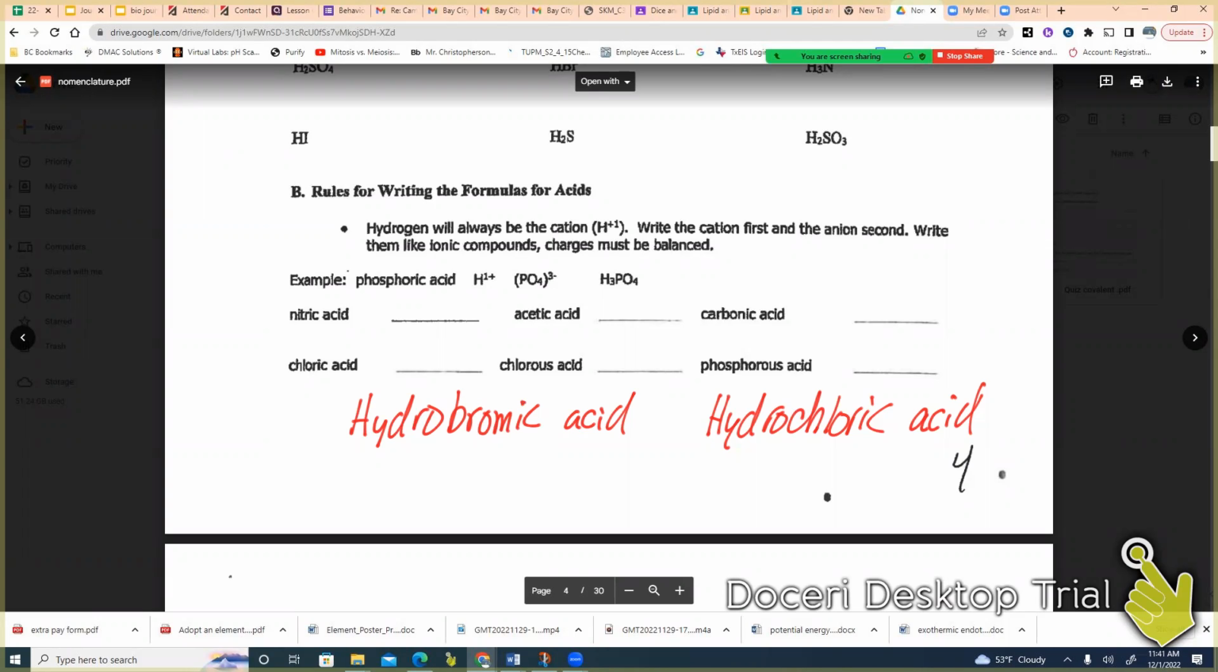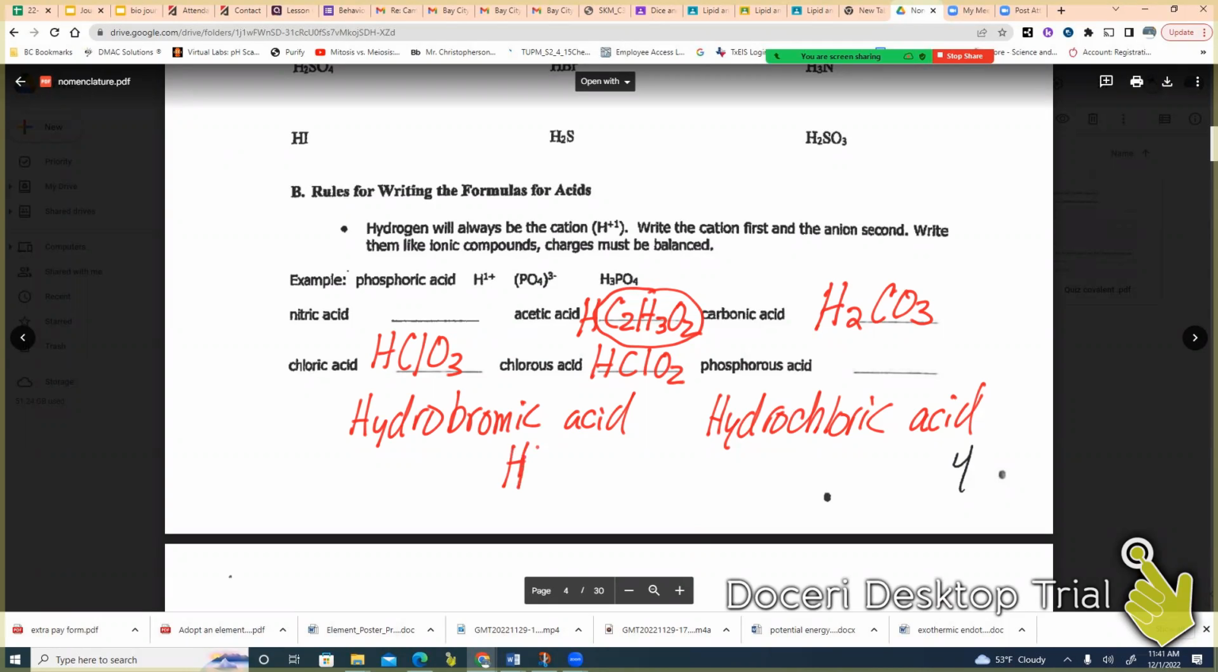All right, what did we get for acetic acid? This is the acetate ion, and it was a -1, so that's why my hydrogen didn't need a subscript. Carbonic acid, H2CO3. Chloric acid, HClO3. And chlorous acid, HClO2. All righty. And hydrobromic.